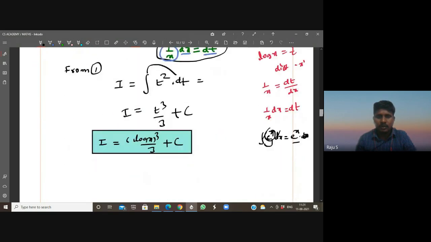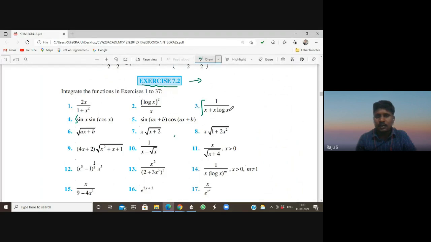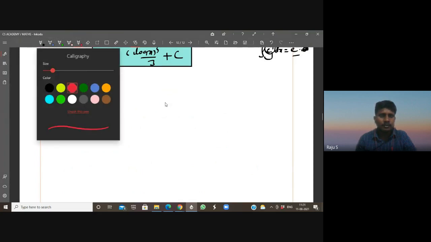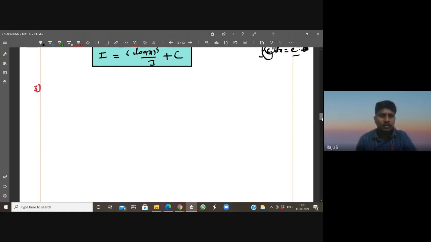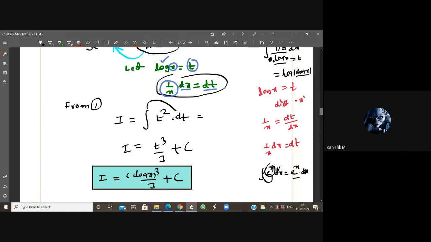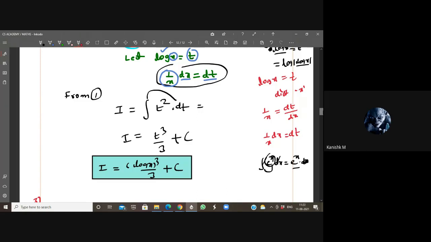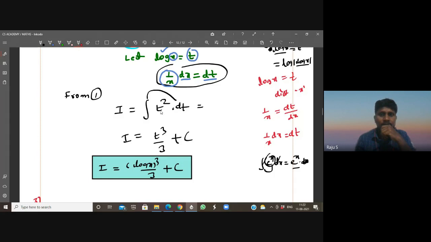Now, coming to the next, look here, third one, for example, 1 by x. So you can scroll it up. Sir, a doubt, sir. Yes, you can ask. Generally, the integral of dx will be x only, x plus c. But here we cancel, sir. Where? Here we don't have only dt. We have t square into dt. T square is there. Okay, sir.